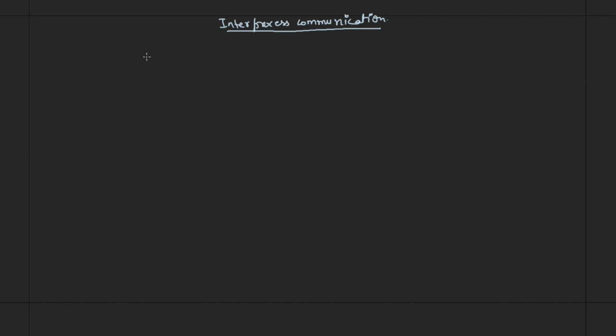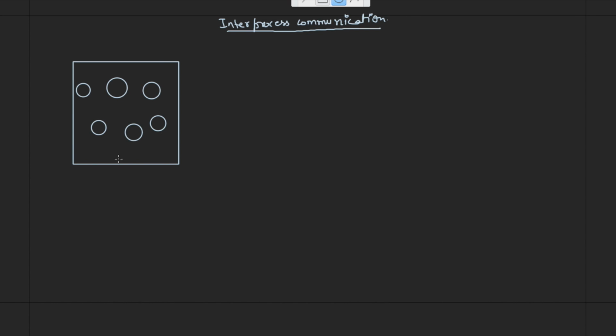See, in your operating system, the responsibility of the operating system is to provide an environment. So assuming that this denotes your operating system, you may have multiple processes in it, like this may be a process, and this may be a process. This is a process P1, this is P2, P3, P4, P5, P6, P7, and so on. Now these processes may want to communicate with each other.